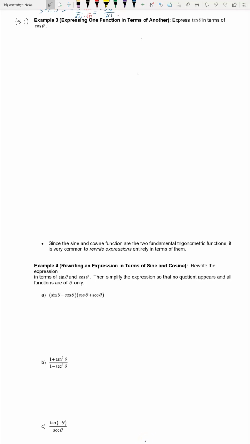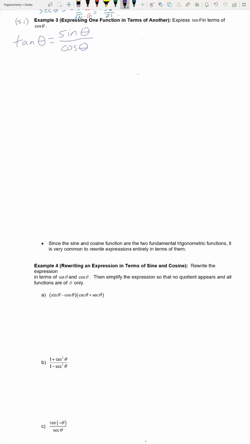Welcome to 5.1 Trigonometric Identities Example 3. Express tangent of theta in terms of cosine theta. First, we need to think of an identity that connects tangent of theta with cosine of theta. We can use the quotient identity, which states that tangent of theta is sine theta over cosine theta.